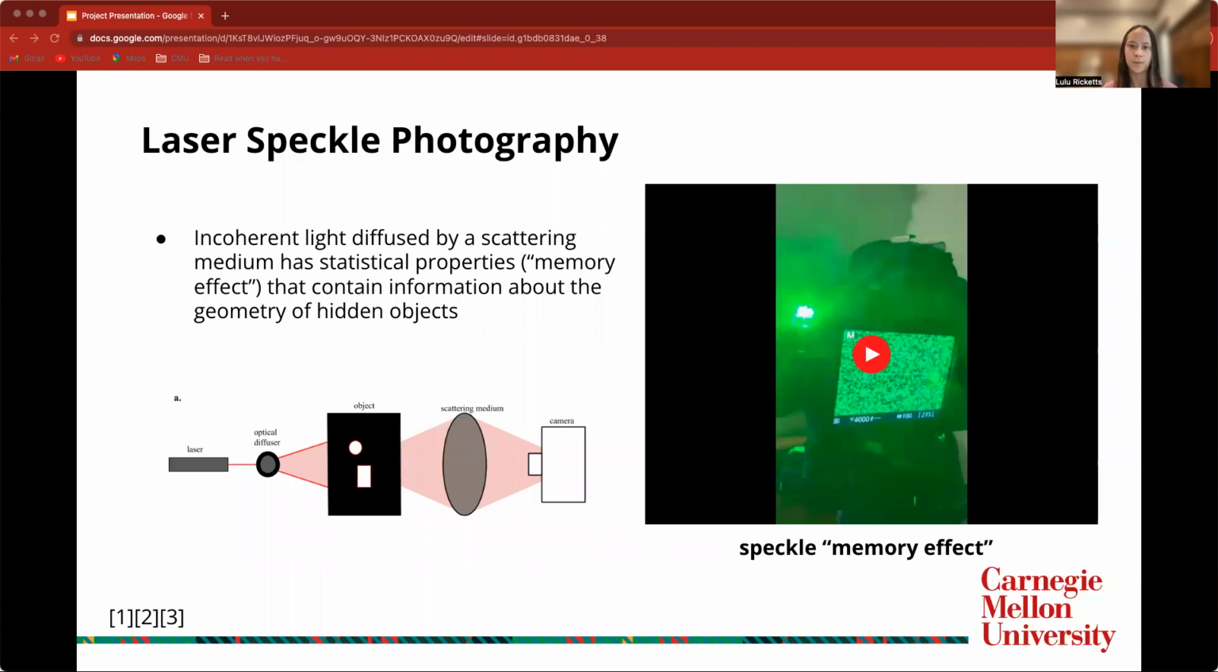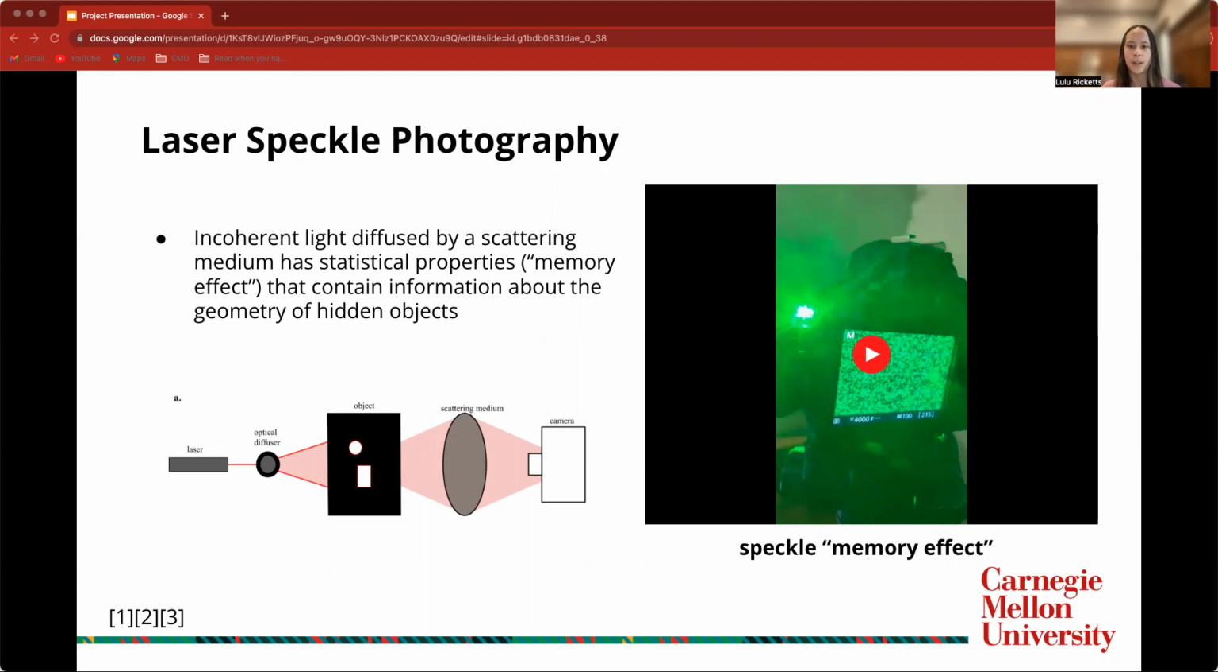sheet of a napkin. So when spatially coherent light passes through a scattering medium, the medium will randomly scatter the light and distort the final image that's captured by the camera. However, when spatially incoherent light, like the laser used in this project, passes through a scattering medium, it will scatter the light in a way that preserves the properties of the object that it passes through.